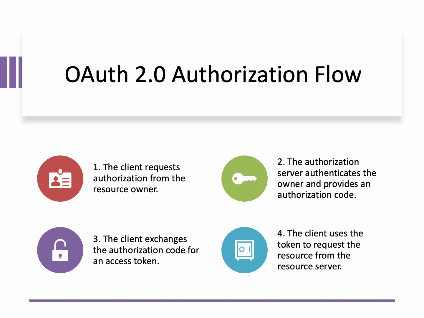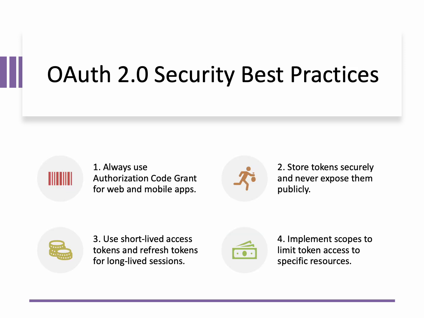The flow is something like: client requests authorization from resource owner, authorization server authenticates the owner and provides authorization code, client exchanges the authorization code for access token and uses that token to request the resource from the resource server.